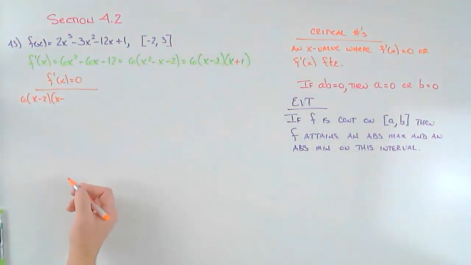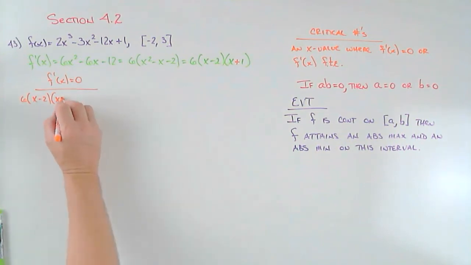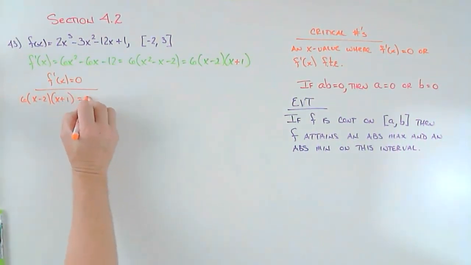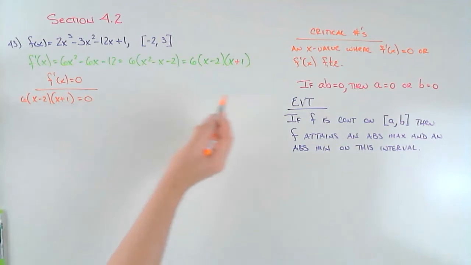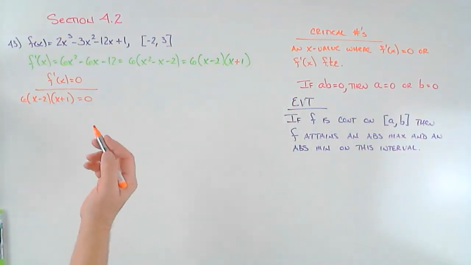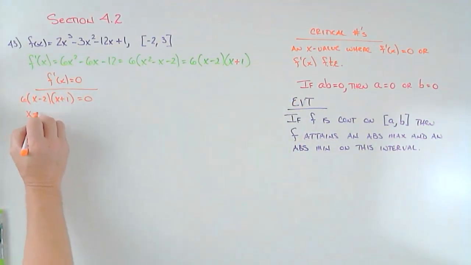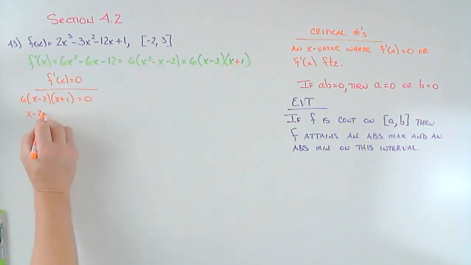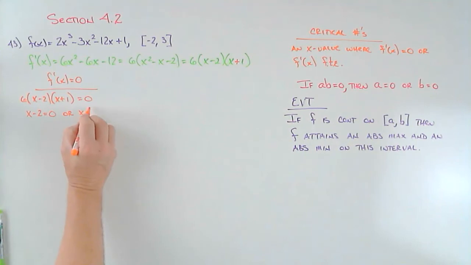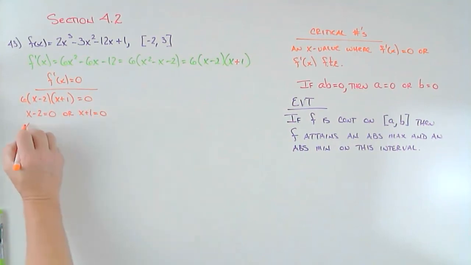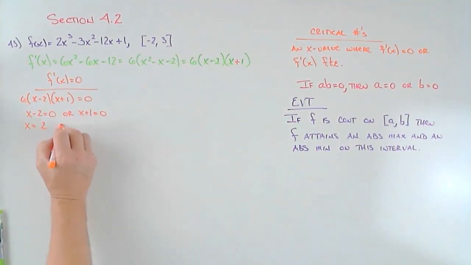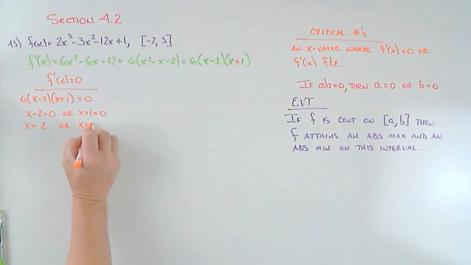We'll write that in orange to show we got that wrong. x plus 1 equals 0. We're going to use our zero product property again. See the similarities here? And we're going to get x minus 2. 6 can't be 0. x minus 2 is 0, or x plus 1 is 0. That gives me x equals 2 or x equals -1. That's 2 of my critical numbers.